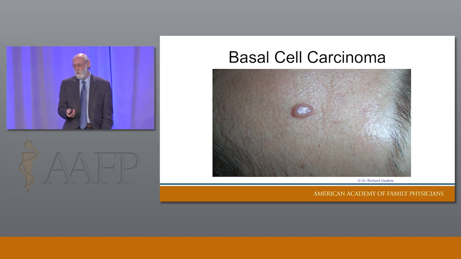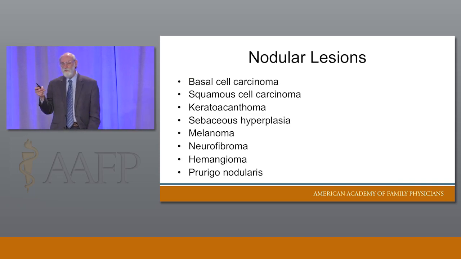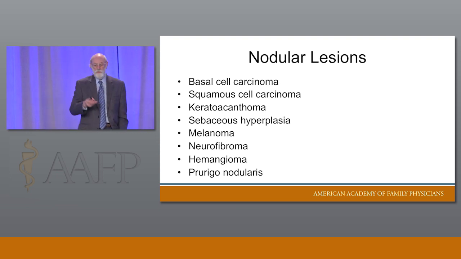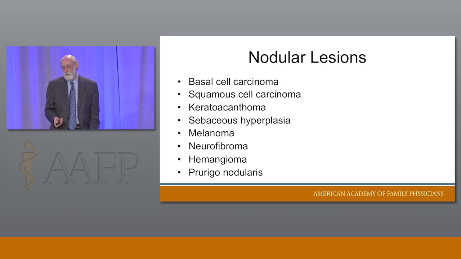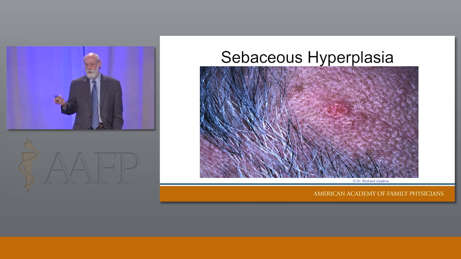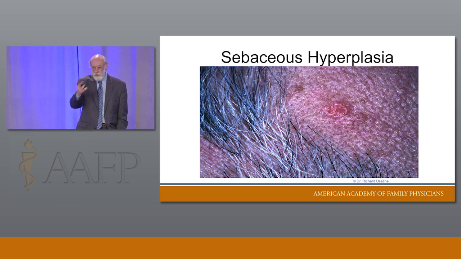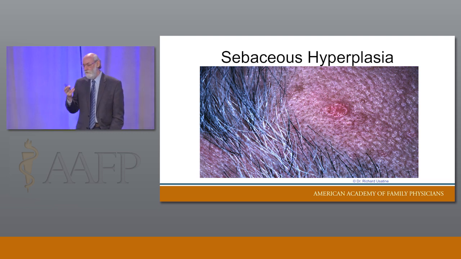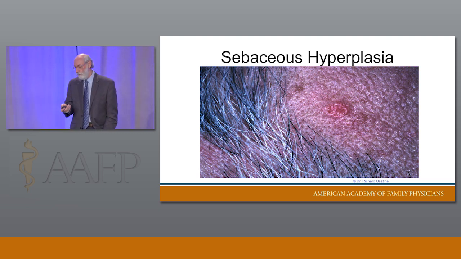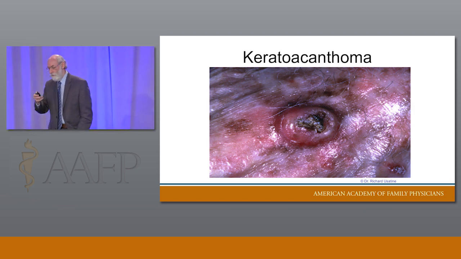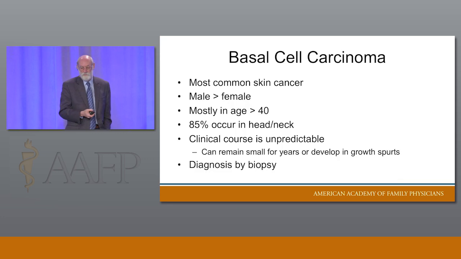This is a basal cell carcinoma. Basal cells are nodular lesions. Basal cells, squamous cells, keratoacanthomas, sebaceous hyperplasia, melanomas, and neurofibromas are all on the differential. Here is sebaceous hyperplasia, with multiple lobes within the nodule and telangiectasias confined to the lobules; they tend to be multiple. If you want to see a few of these, come up after the lecture. I'll show you the ones I have on my face. Keratoacanthoma, a precursor for squamous cell carcinoma.